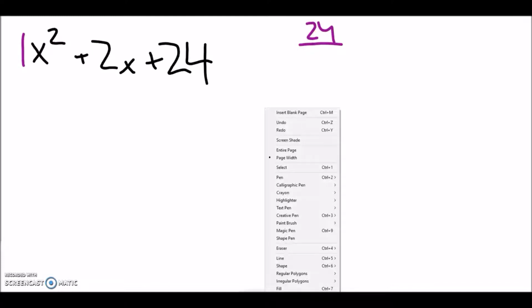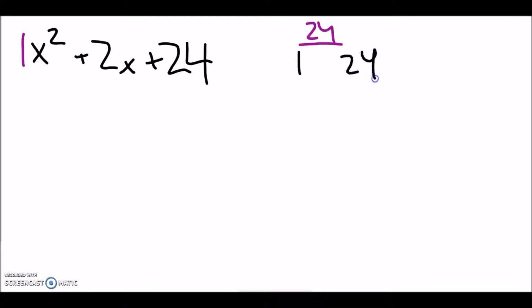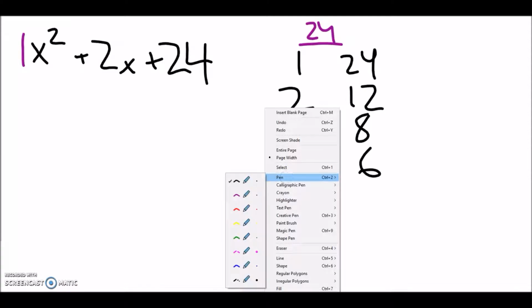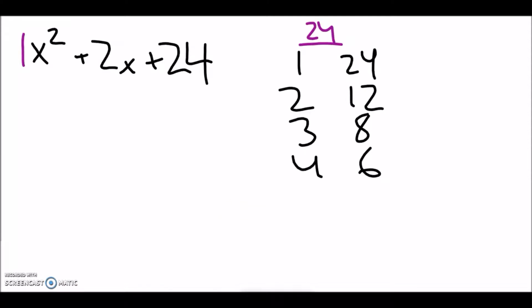Let's try one more. x squared plus 2x plus 24. Again, there's a 1 hiding in front of my x squared. 1 times 24 is 24. List the multiples of 24: 1 and 24, 2 and 12, 3 and 8, 4 and 6. This time, my 24 is positive. The C term is greater than 0.